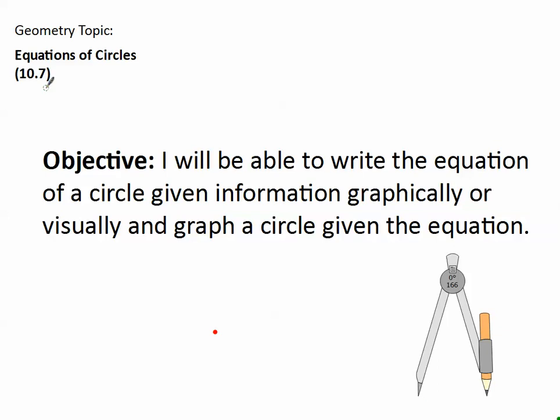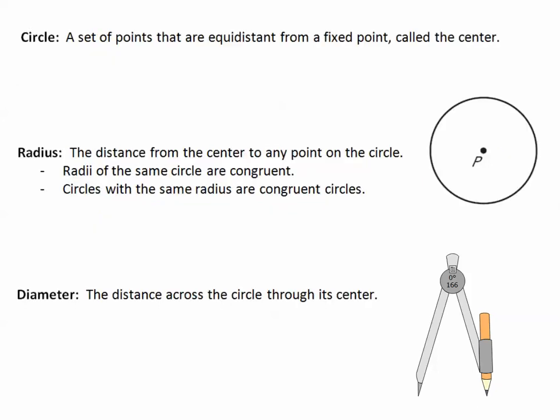In 10.7, our objective is to write the equation of a circle given information graphically or visually and graph a circle given the equation. Let's begin with the definition of a circle. A circle is defined as the set of points that are equidistant from a fixed point. That fixed point is called the center.